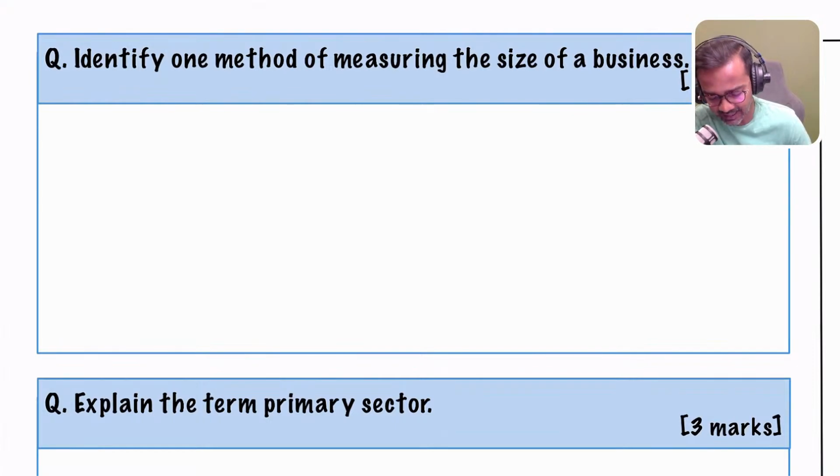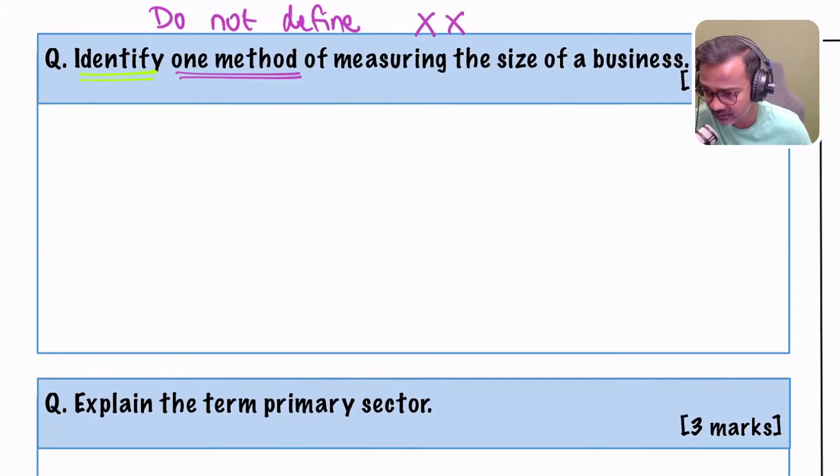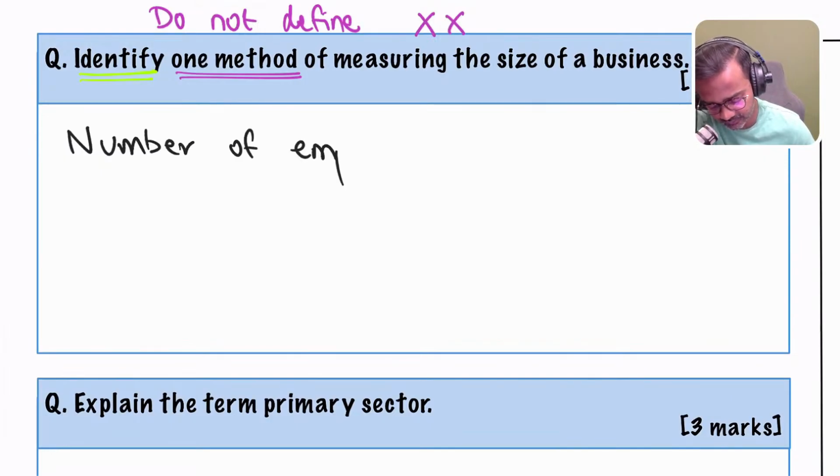So in an identify question, which this one is, right? It's an identify, and they're asking us to identify one method, not two. They are not asking you to define it. This is not a definition, so do not define. That's a big no-no. Okay, do not define. Okay, very good. So just 2-3 words, not long sentences. Simply, if I were to write number of employees, that should do the job.